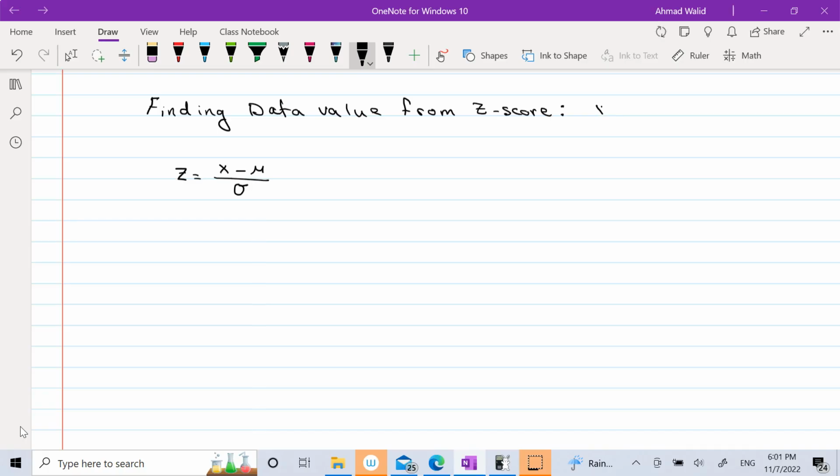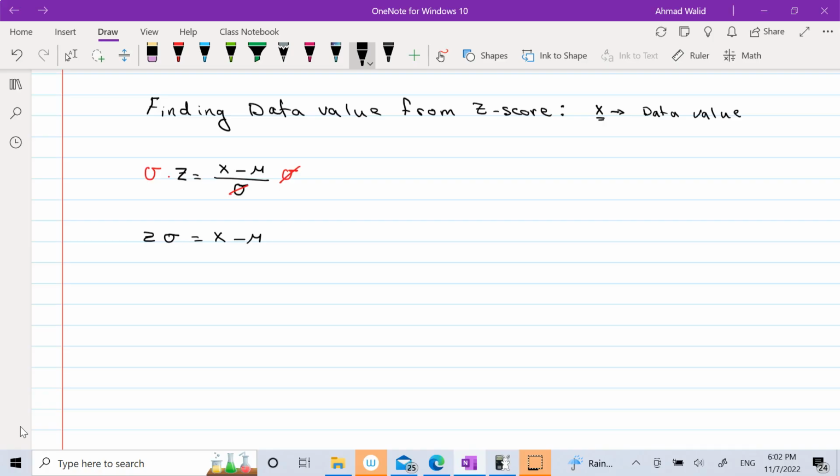X represents what? Data value. If I want to find the data value, if I want to find the value of X, then I have to solve this formula for X. To do so, the first step, I will multiply both sides of my equation with sigma. You see, sigma cancels out, and I'll end up with z times sigma equals x minus mu.